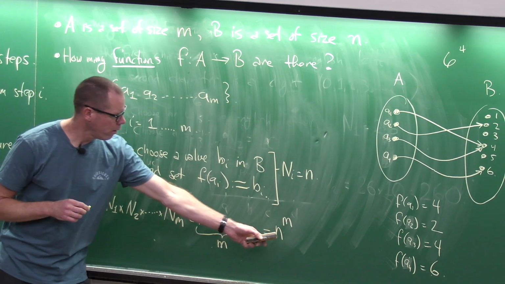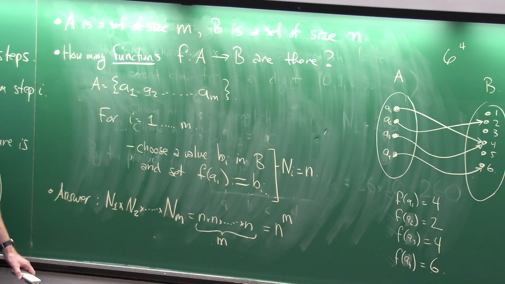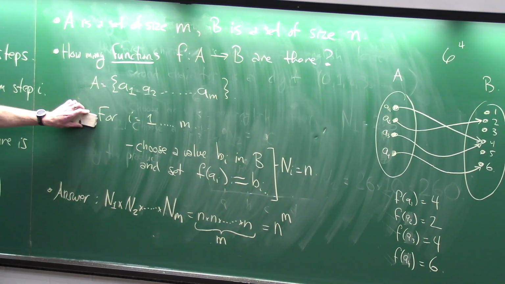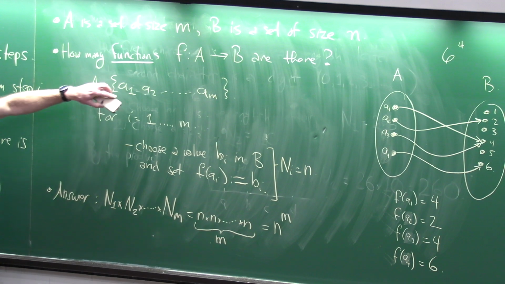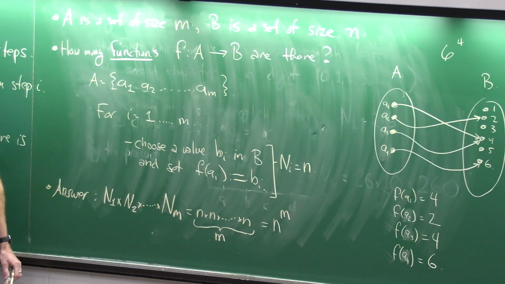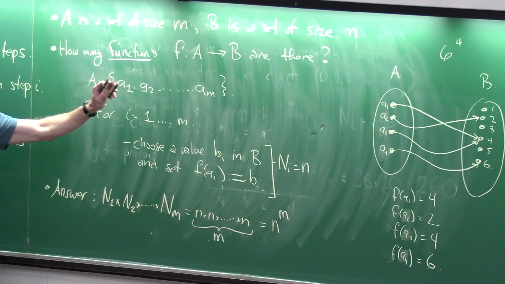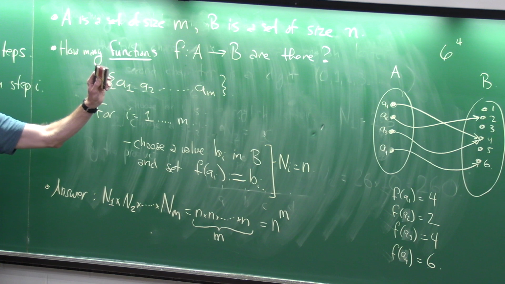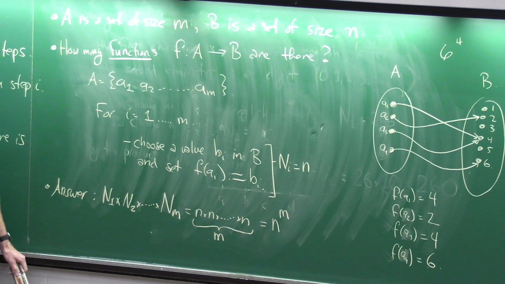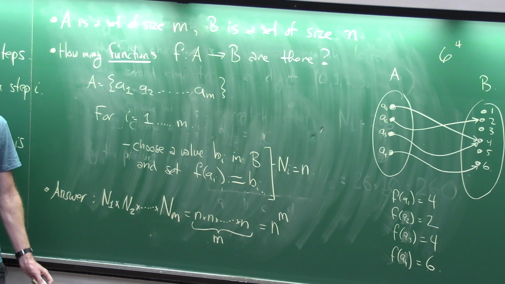So from here to here? Yeah, so this is a procedure that has m steps, right? That's what this loop is doing. m here is the number of elements in A. So for each element in A, we're going to pick what it maps onto in B. And when we do that, we get to pick anything from B. So we have n options for it.